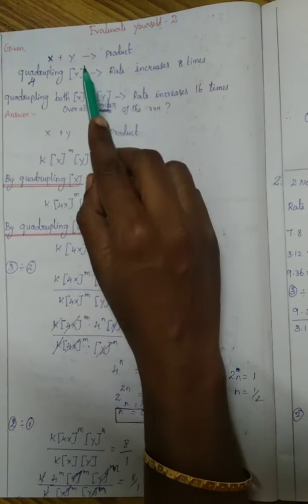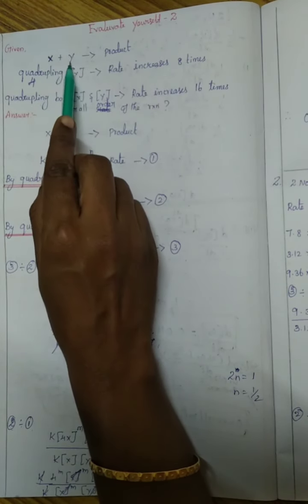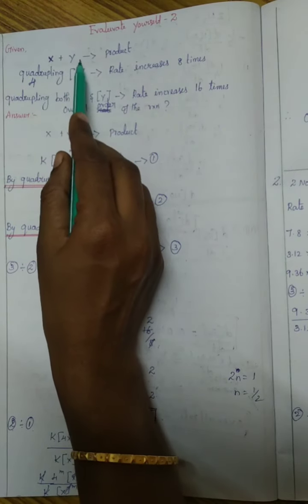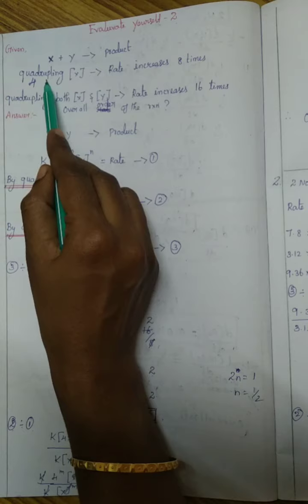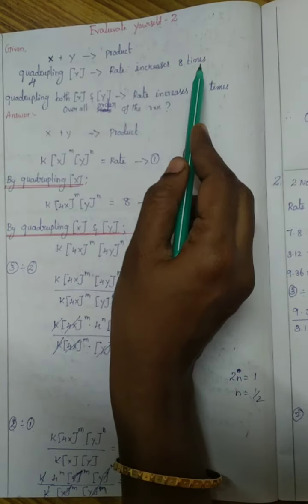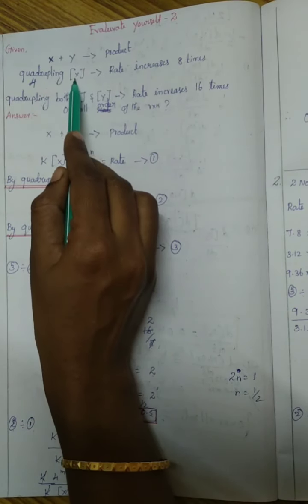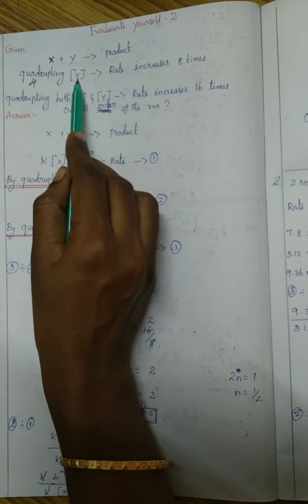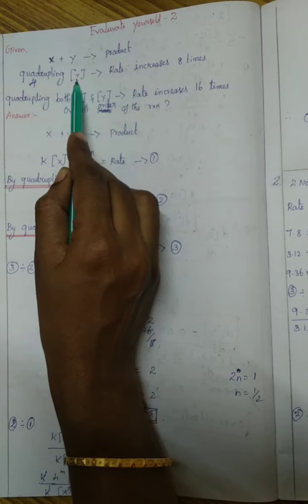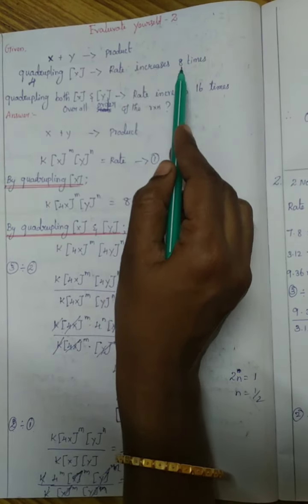In the first sum, they were given one common reaction, that is x plus y gives product. In this reaction, if we quadruple x, the rate of the reaction will increase 8 times. Quadrupling means 4. We are going to increase the concentration of x by 4 times. If we increase the concentration of x by 4 times, the rate of the reaction will increase 8 times.